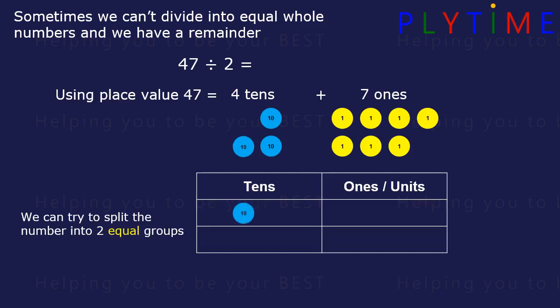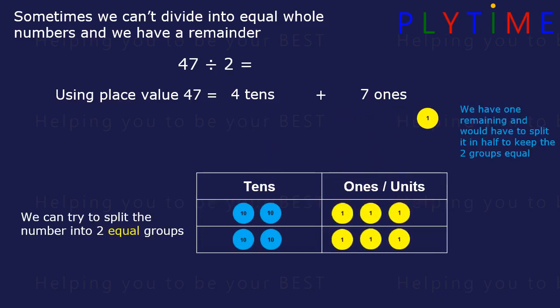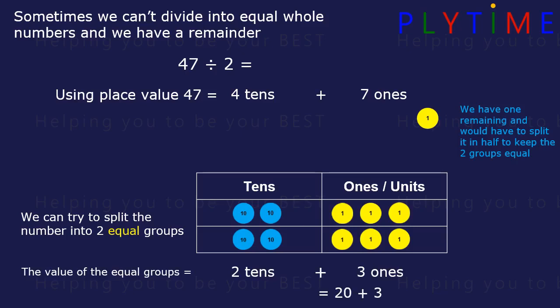First the tens, 2 tens, then the ones. 3 ones, but we have 1 remaining and we'd have to split it in half to keep the 2 groups equal. So the value of the equal groups is 2 tens or 20 plus 3 ones or 3, 20 plus 3, which equals 23 plus a remainder of 1. So our answer we'd write 23, our remainder 1.